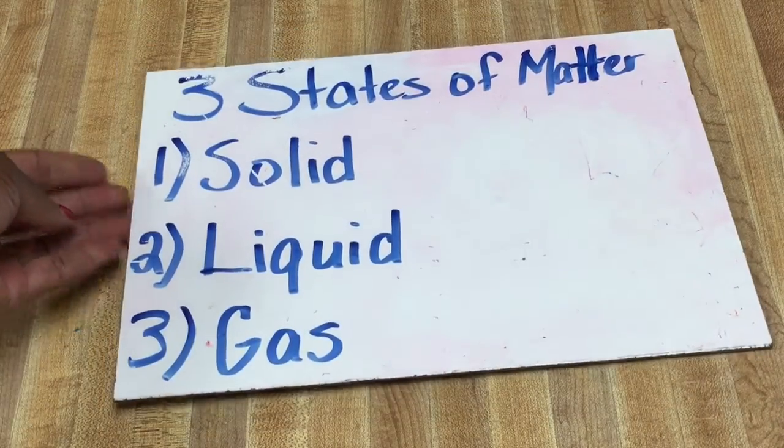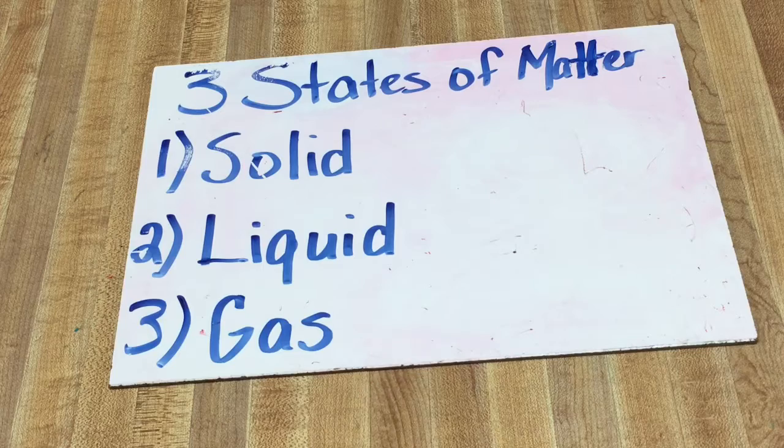Let's talk a little bit now about the three states of matter. There are three different types of matter. You probably already heard or know this, but the three states of matter are solids, liquids, and gases. We're going to take a look at what solids, liquids, and gases are. We're going to look at their structure. We're going to look at how they're different from each other and why they act or look the way they do. Okay, so first let's look at solids.